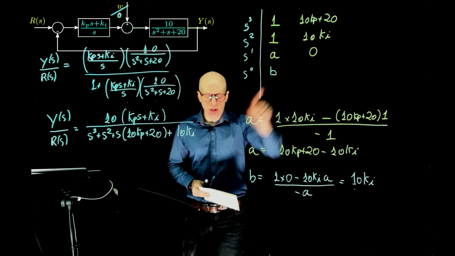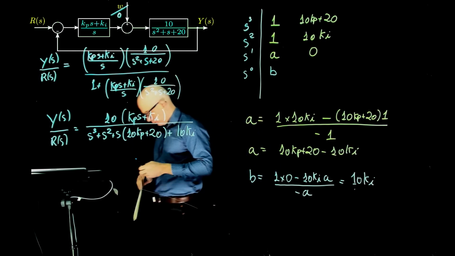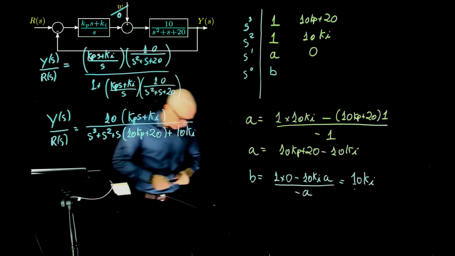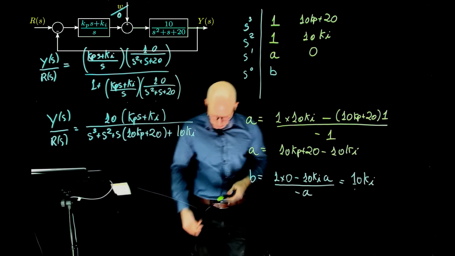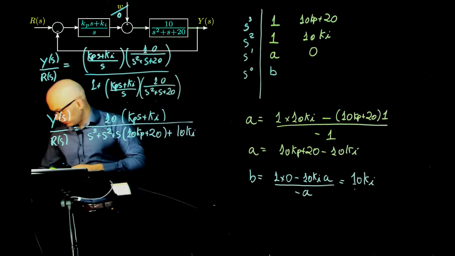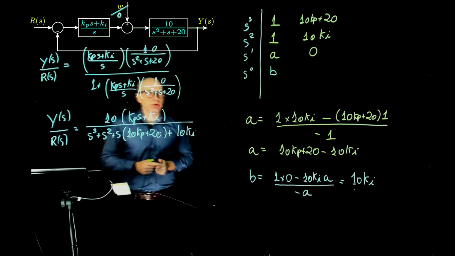So this is 10 ki. We good? Yes. What is the condition for stability now?